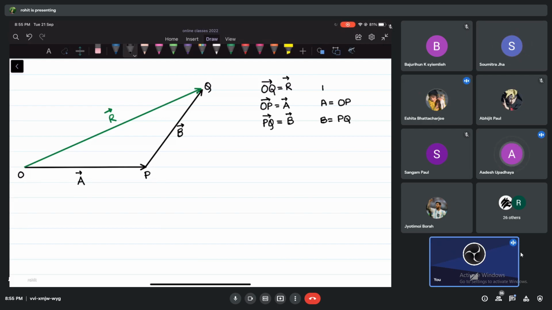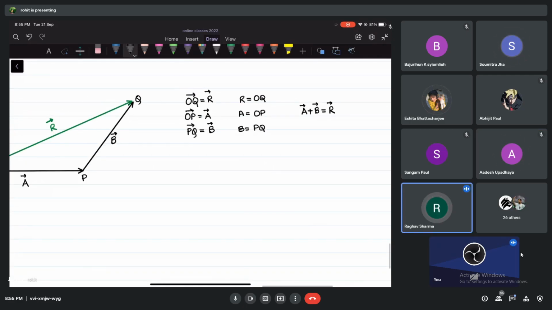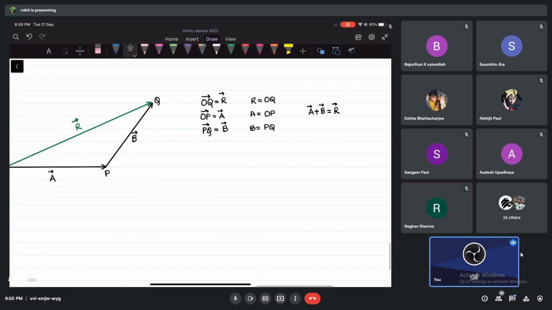So what is the magnitude of R, the value of R? Length, not direction, but only length: OQ. You will also agree with me that vector A when added with vector B, according to our law, equals which vector? R vector.